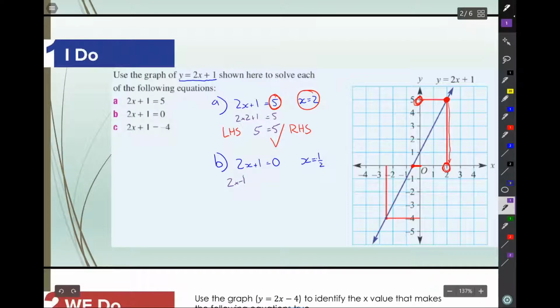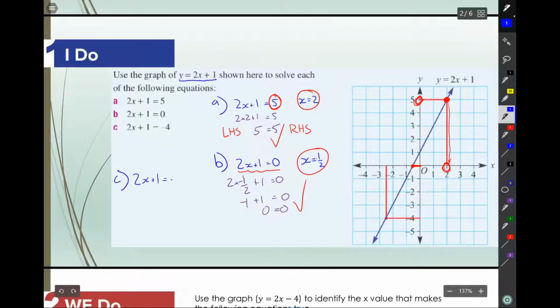2 times minus half plus 1 equals 0. You can check this in your calculator if you need to, but 2 times minus a half is actually minus 1. Minus 1 plus 1 is 0. So we give that one a big tick. That means x equals minus a half is a solution to this equation. Last one.